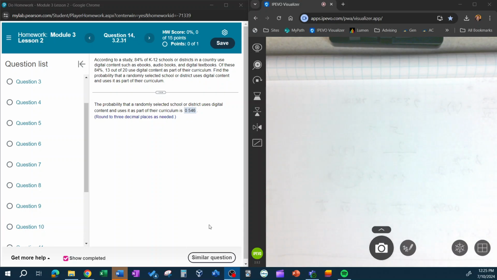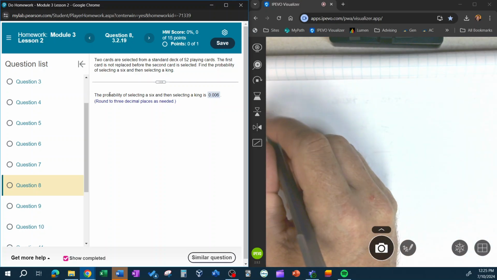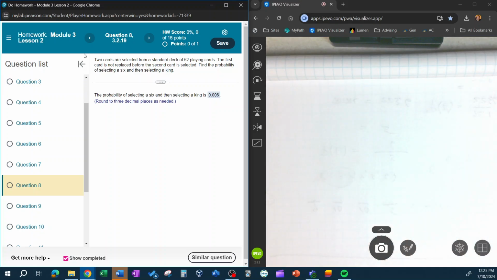Okay, so let's look at number 8. Two cards are selected from a standard deck of 52. The first card is not replaced before the second is selected. Find the probability of selecting a 6 and then a king. All right, so the key word in this section, Lesson 2, is "and." All these problems are going to have an "and." That means you want to find the probability that both the first event and the second event happen, and you multiply them.